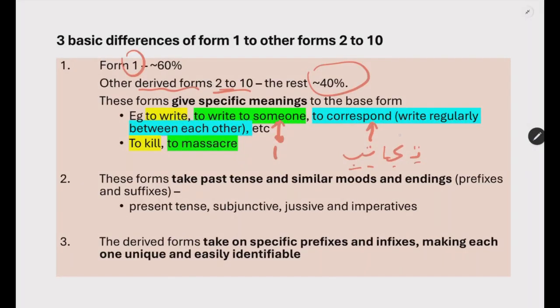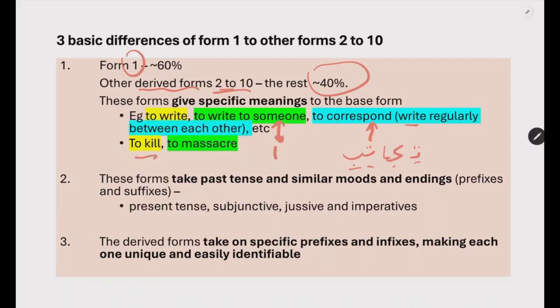Where here we're talking about writing between two people, right? You corresponding with somebody, right? So that is expressed in another form of the verb. So it's a slight, like, giving a different meaning to the verb. That's all that it's doing. But other than that, all the other rules apply about present tense, past tense, imperative, jussive, right?